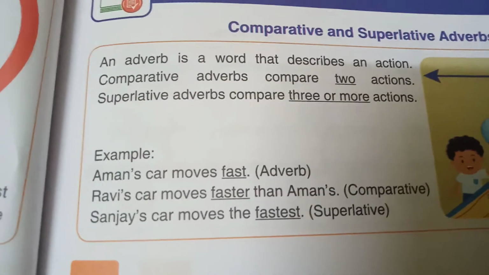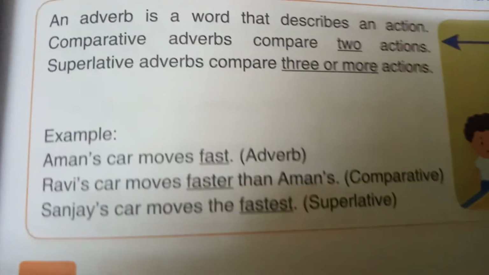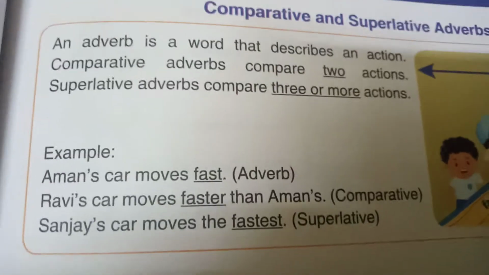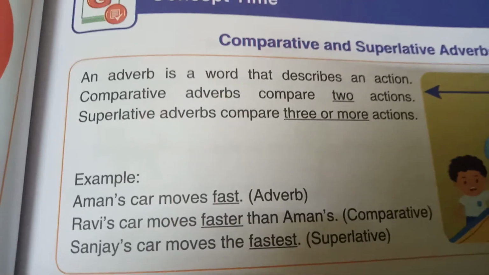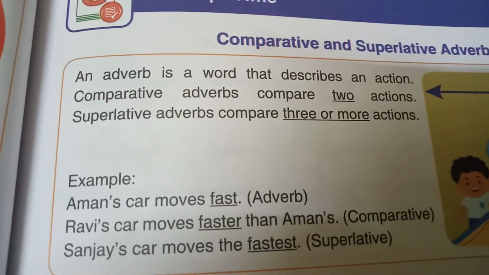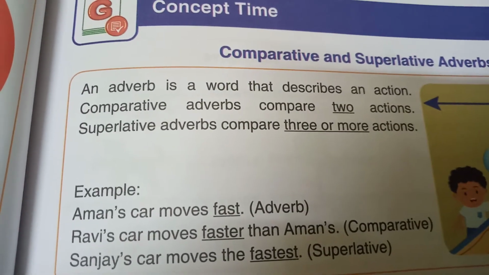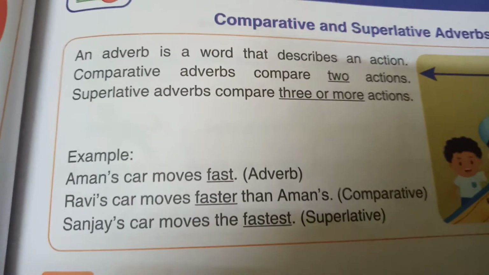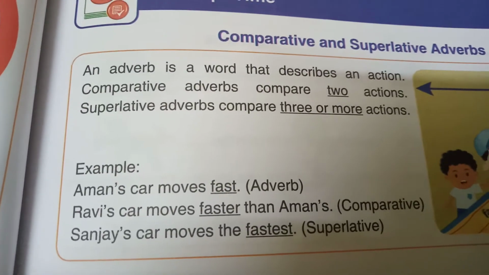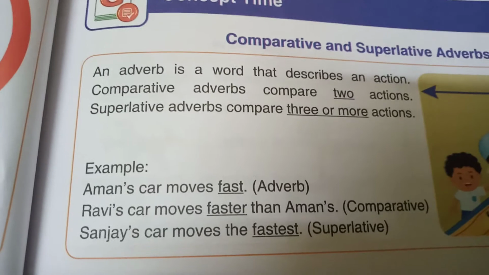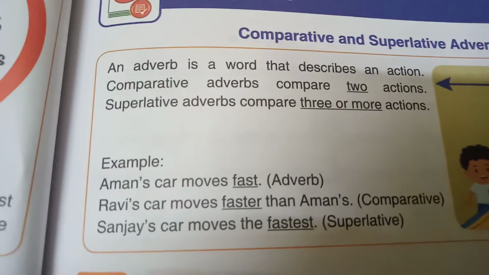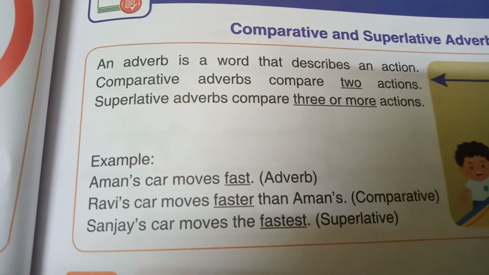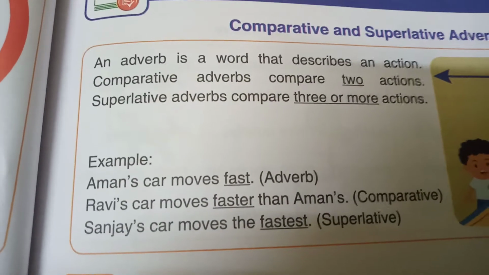See here, superlative degree is comparing more than two, three or more. Example, Aman's car moves fast. How is it moving? Moving is a verb. Fast. So it's moving fast. That is, fast is the adverb. Ravi's car, when you are comparing, how will you say? Ravi's car moves faster than Aman's. That is comparative. You are comparing Ravi's car and Aman's. Sanjay's car moves the fastest. So among the three, whose car is the fastest? Sanjay's car.